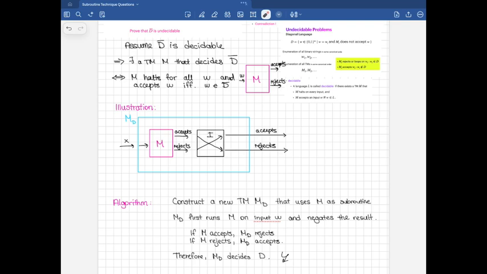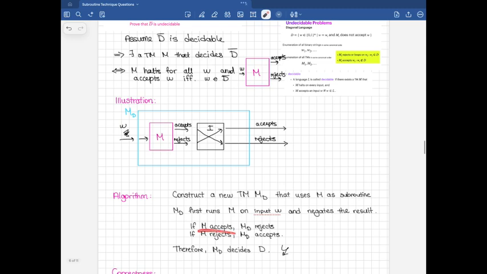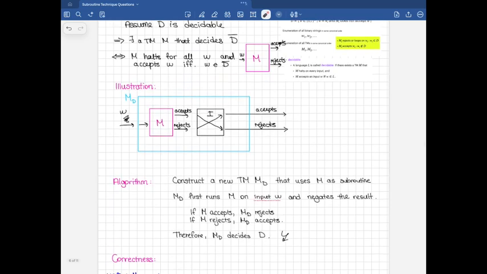So you say, okay, we construct a new Turing machine MD that uses M as a subroutine. And MD first runs M on input W. It doesn't matter if it's input X or input W. And it negates the result. It negates the result like this in our illustration, but it's also enough to just say that it negates the result. And then you also say, okay, if M accepts, MD rejects. If M rejects, then MD accepts. So you also define clearly what the behavior looks like one more time. And at the end of the day, you say, therefore, MD decides D. And this is a contradiction.